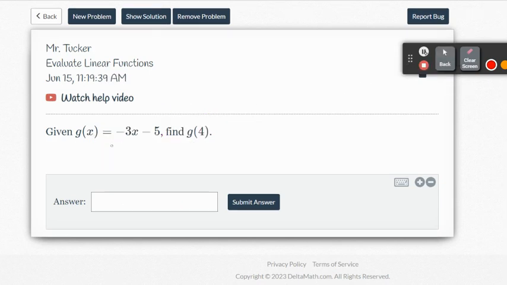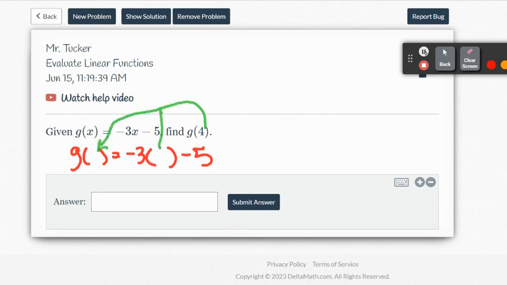All right, so one last opportunity to try these. We've got essentially a placeholder g of something equals -3 times something minus 5. And in this case, we are plugging in a positive value. I had to pick a positive one because everything was negative so far. So the 4 goes in these two locations, these placeholders, instead of x. The 4 goes here, 4 goes here.